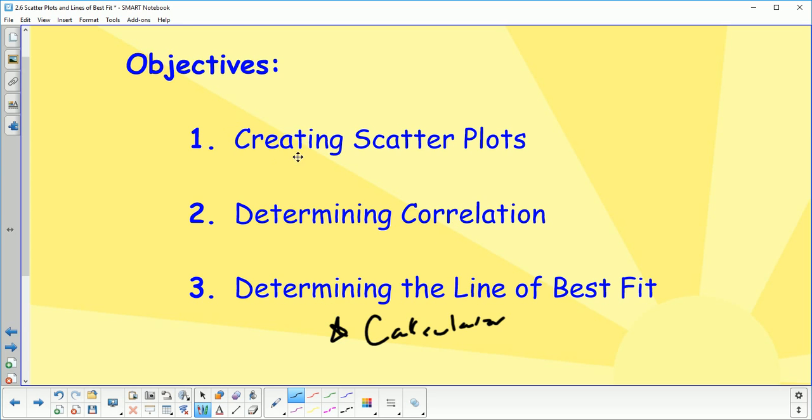So really what we're going to need to focus on then is determining our scatter plots or creating our scatter plots. Okay, we'll see you next time.